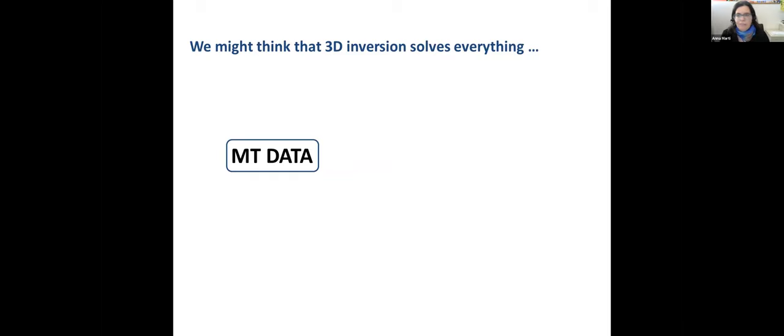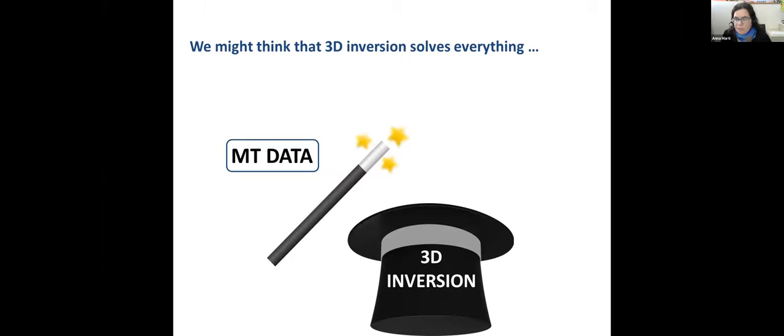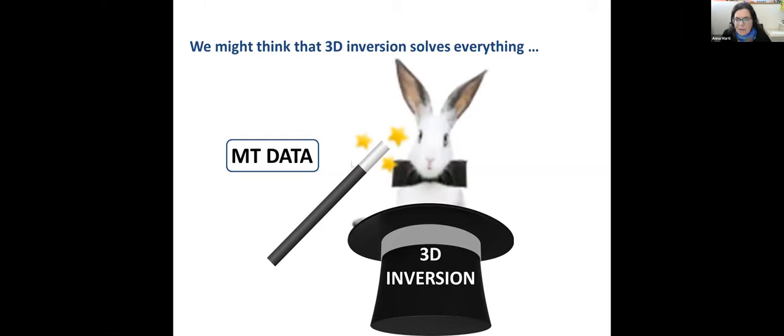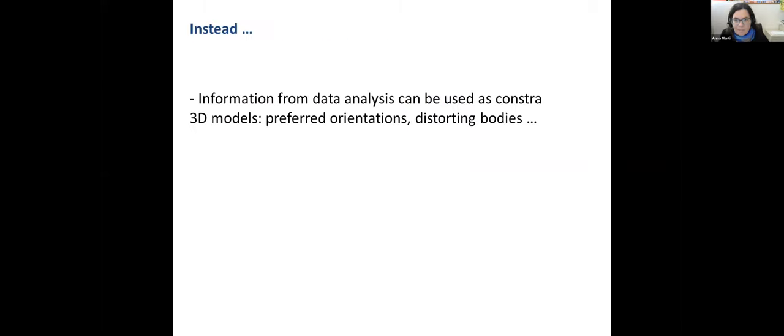We also might think that doing 3D inversion might solve everything. So we put MT data in the magic 3D inversion hat, but we can obtain unexpected results in our models. To avoid this, what we'll do is get as much information as we can from data analysis. It can be used as constraints for our 3D models, like if we have preferred orientations or if we know which parts of our model can be more affected by distorting bodies.